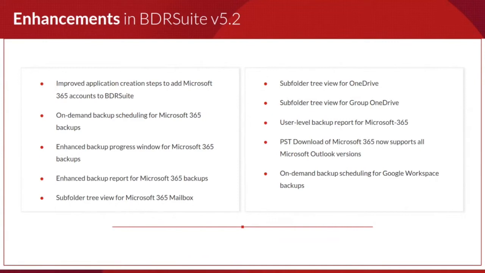Okay, so the user mail which you wish to restore can be downloaded in a PST format, and that can integrate with any of the Outlook versions that you're using. You can use that PST format to see the mails that you have restored. And then at last, you have on-demand backup scheduling also for Google Workspace backups.